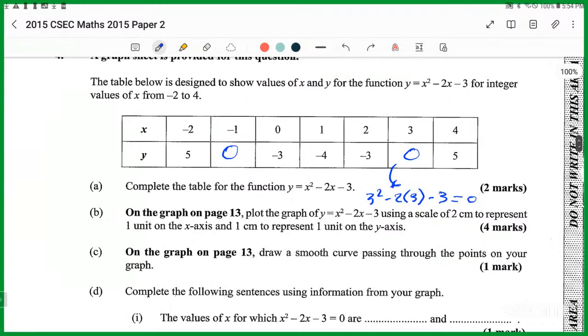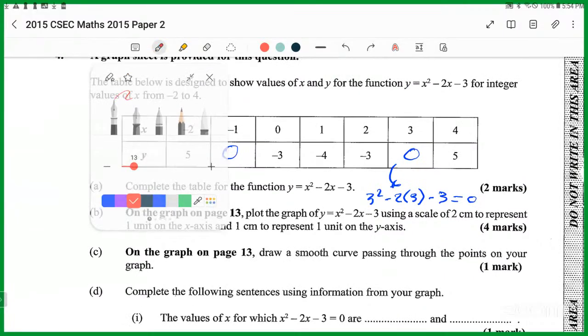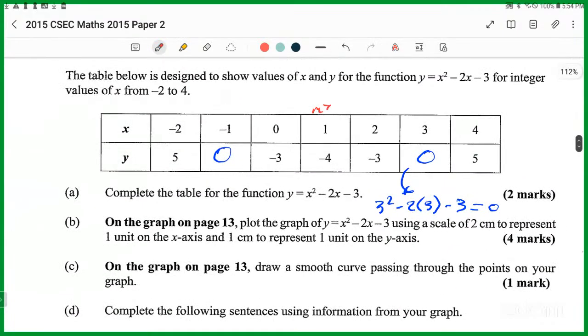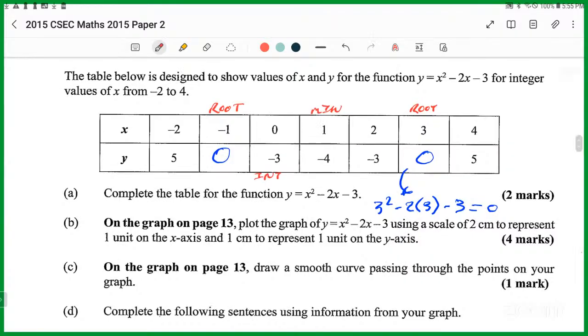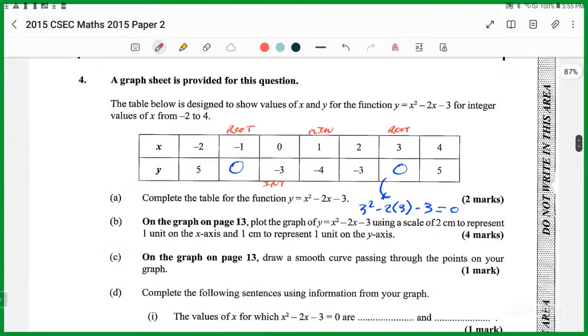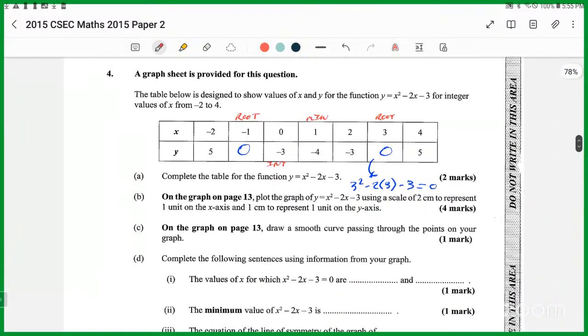Let's write down some stuff. This represents a minimum point. These are your roots where the graph intersects the x-axis. And this is the y-axis intercept, 0, -3. This is your intercept. So you can pick up those things from the table as well, even if you don't see the graph. This is the y-axis intercept.